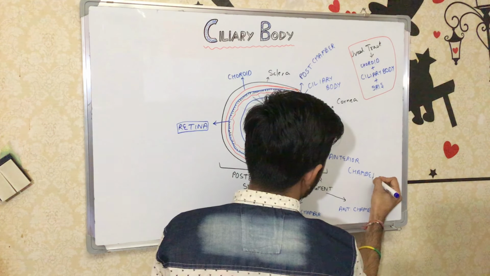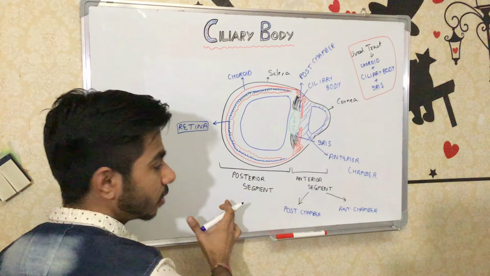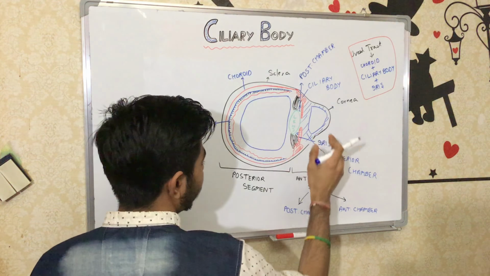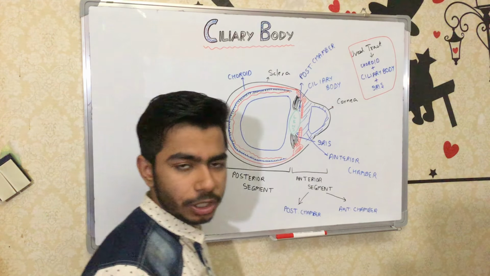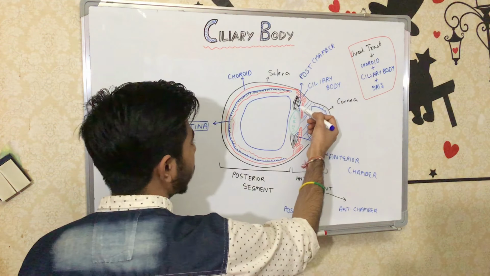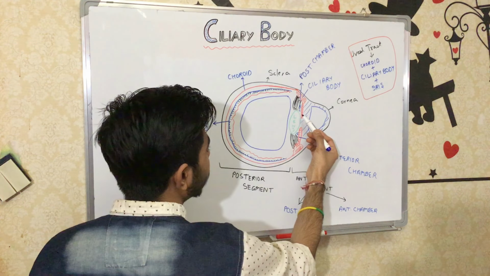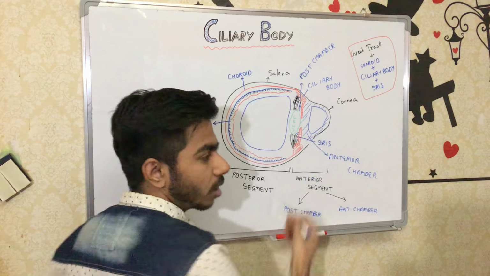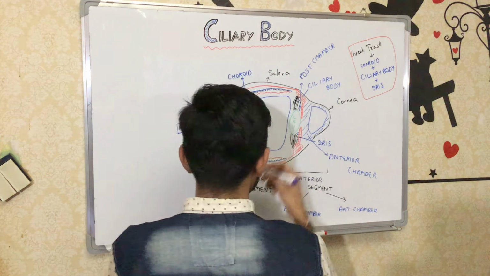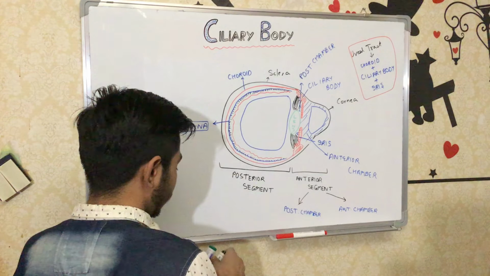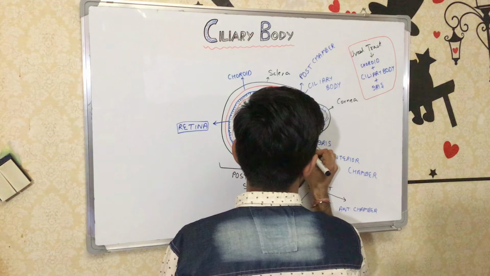So what we just saw is that we have the posterior segment behind the lens. In front of the lens up to the cornea we have the anterior segment, and in the anterior segment we have two kinds of chambers: the posterior chamber, between the lens and the iris, and the anterior chamber, between the iris and the cornea. Don't forget that here we have the Canal of Schlemm.